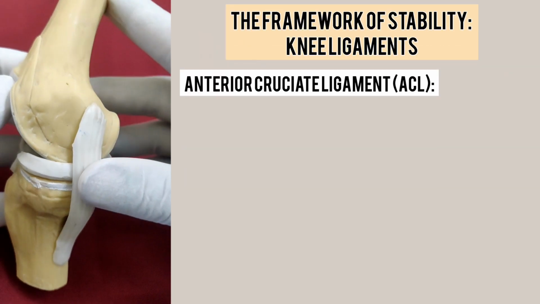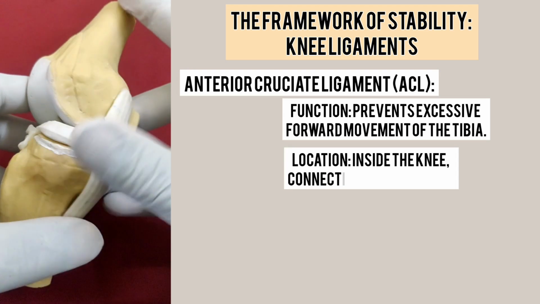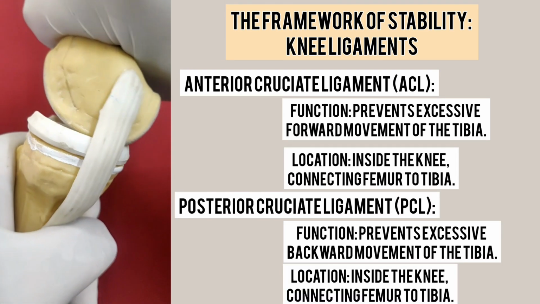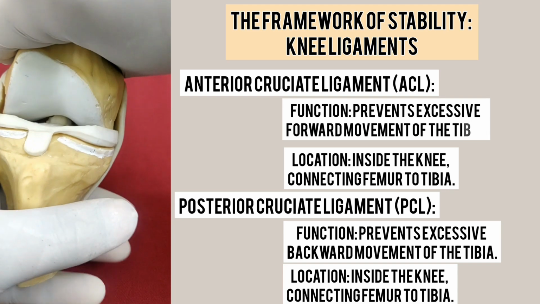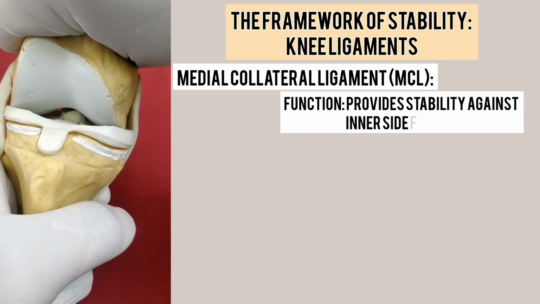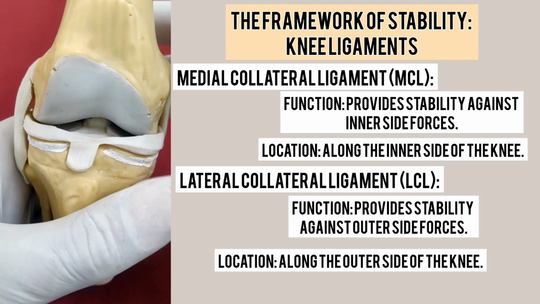Diving deeper, we encounter ligaments, the ACL and the PCL. The anterior cruciate ligament safeguards against the tibia sliding too far forward, while the PCL, the posterior cruciate ligament, prevents excessive backward movement. The medial collateral ligament and the lateral collateral ligament contribute stability on the sides.